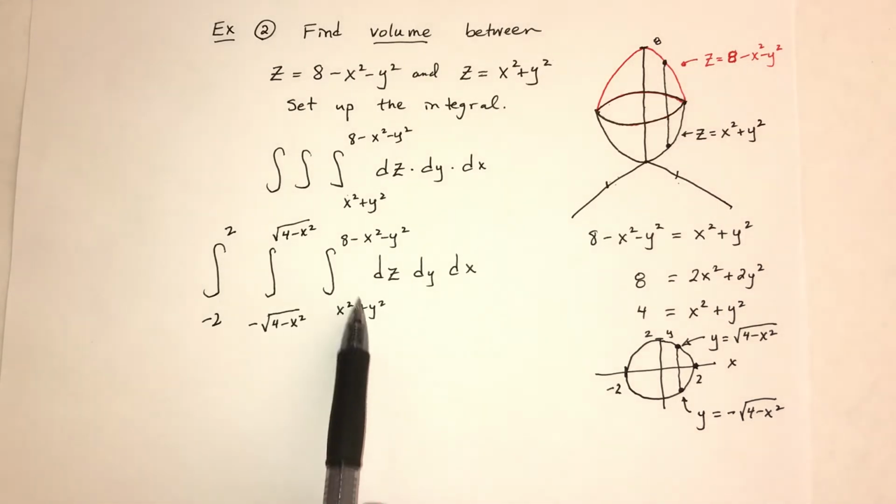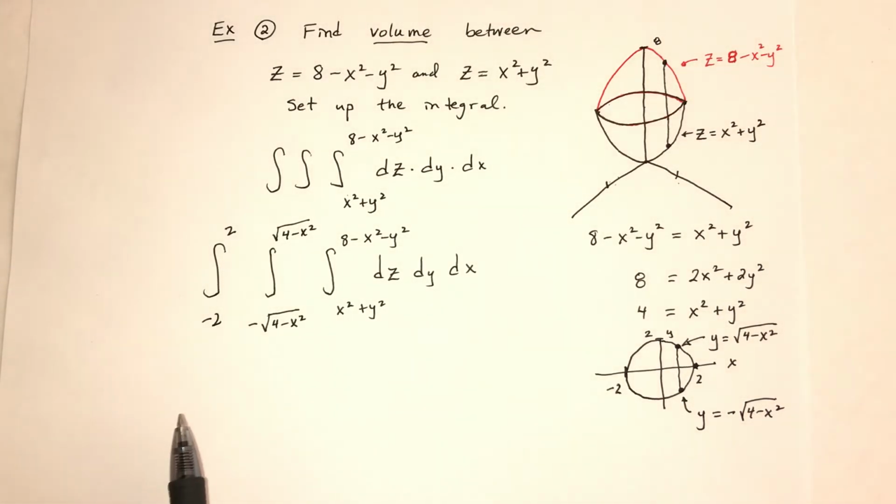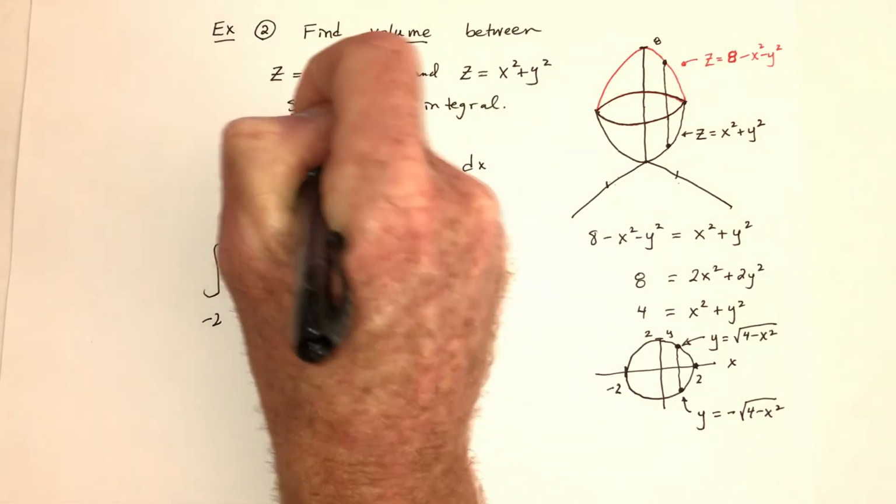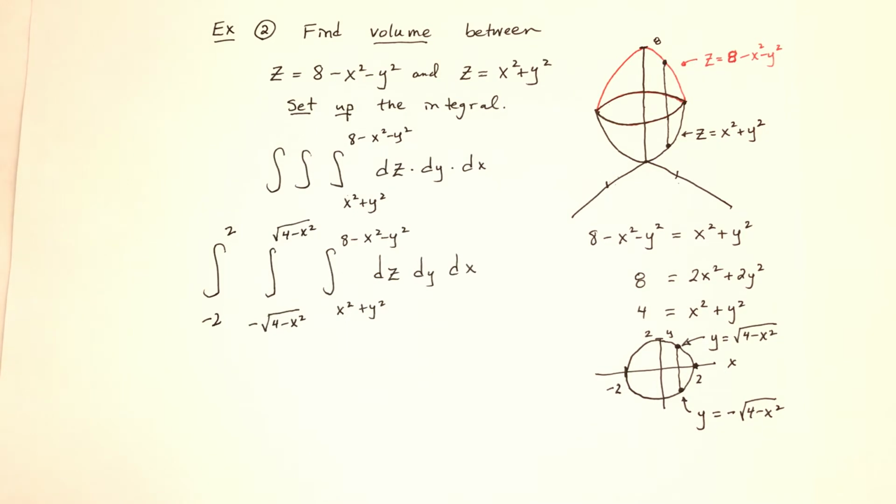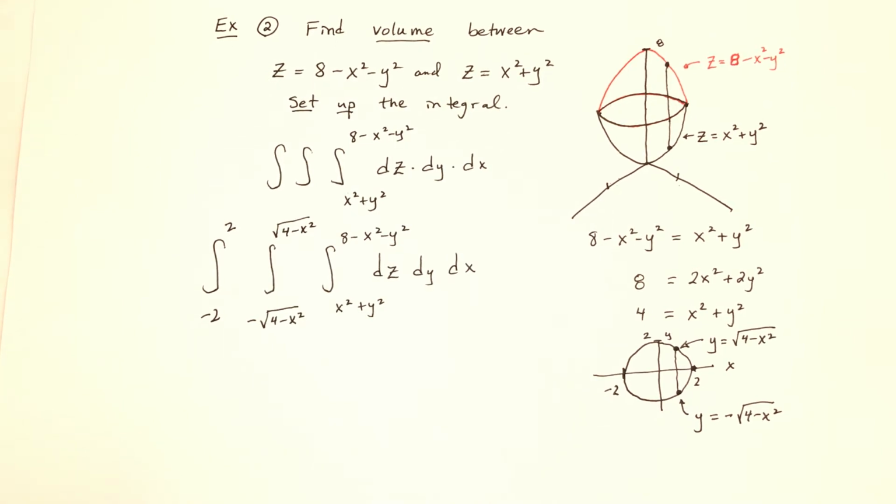Now for something like this, it would actually be better to use polar form if we were going to actually integrate it. With this one, it was just set it up. So I'm actually done with number 2. But if I was going to integrate this, I would change it to polar form. It would be much easier to integrate in polar form.